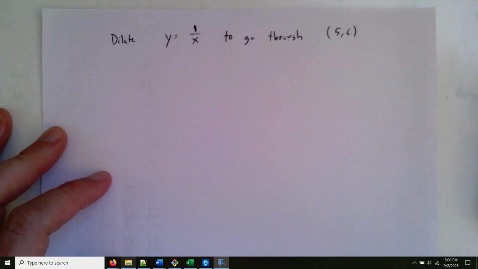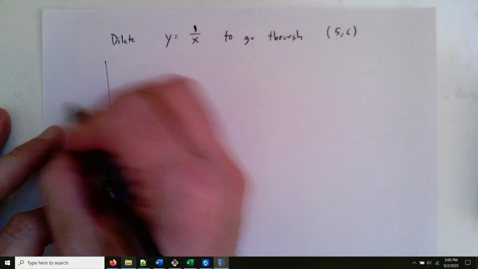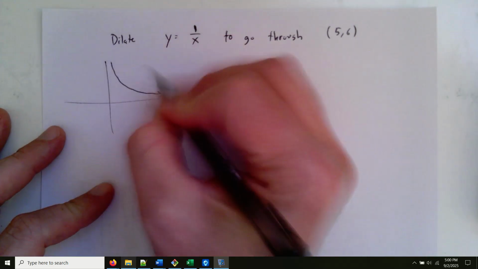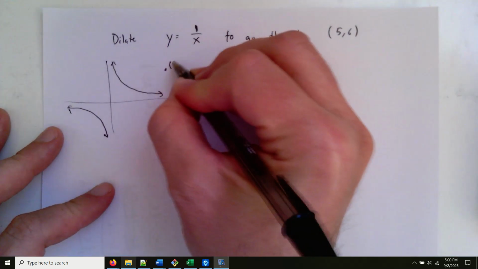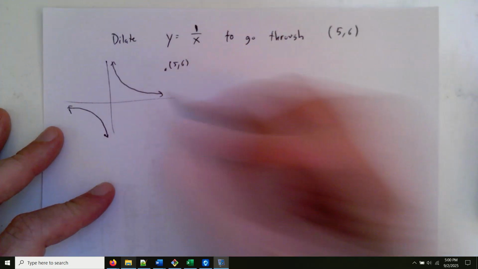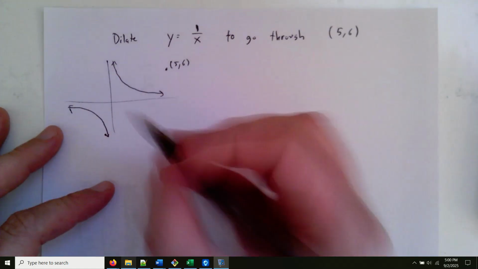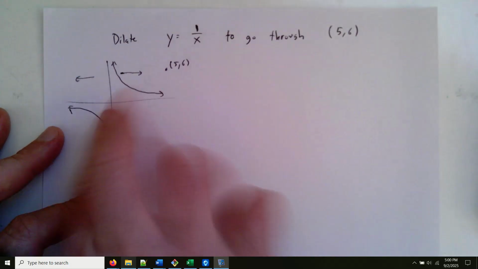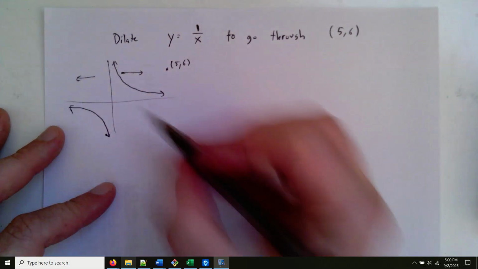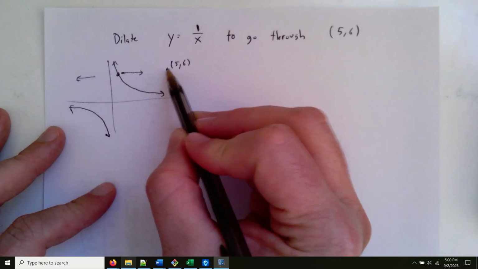Okay, let's do another example. Let's dilate the 1 over x function to go through 5, 6. So again, just imagining it, it looks something like this. 5, 6 is going to be somewhere over here. This time, let's do a horizontal dilation. So remember, horizontal dilation means that my x values are going to get stretched this way. So I want this point to stretch far enough that it reaches 5, 6.